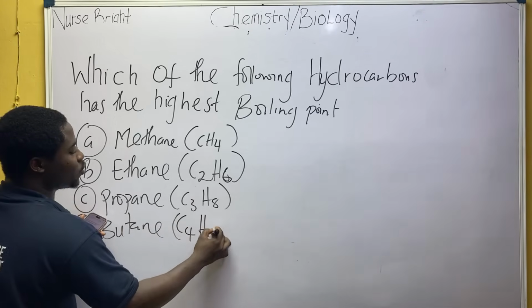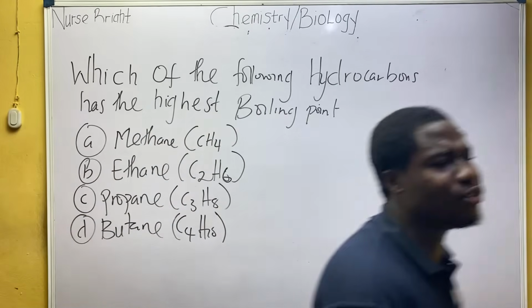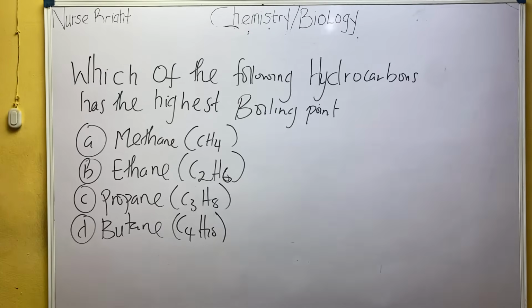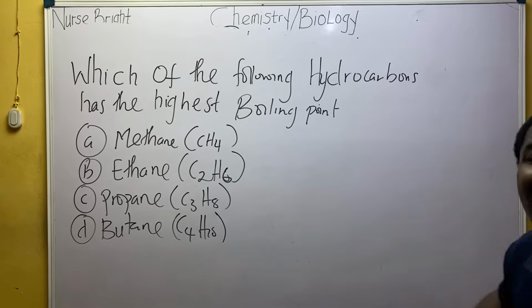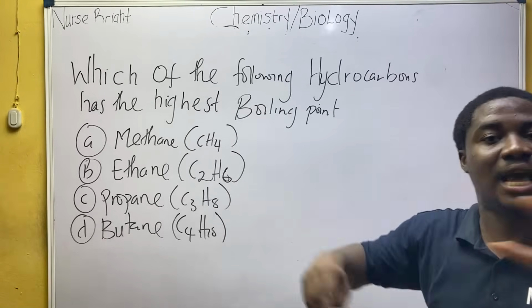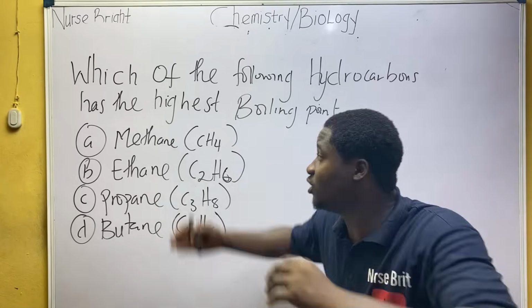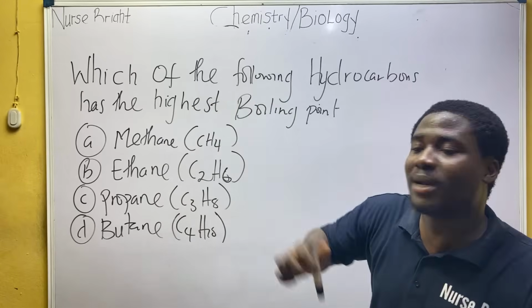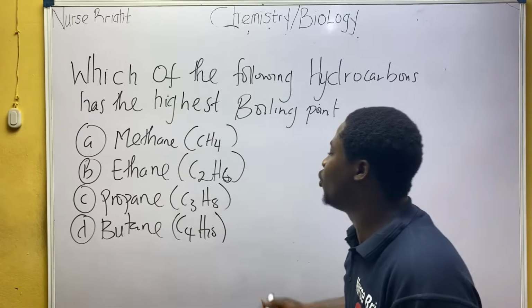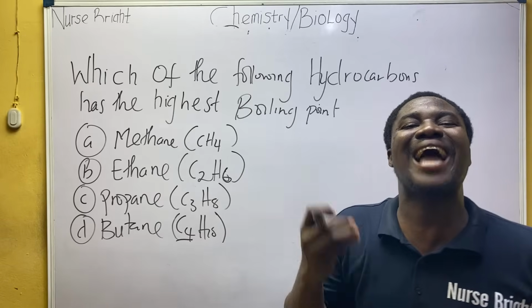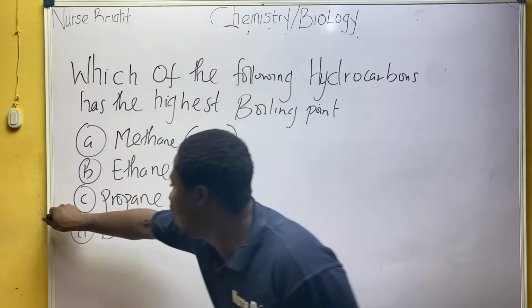To get the answer to this question, just understand that the hydrocarbon with the longest carbon chain, the one that has the highest molecular mass or molecular size, because they are of the same family, is the one with the highest boiling point. Butane has 4 carbons, so it has the highest boiling point. So you can see how it works.